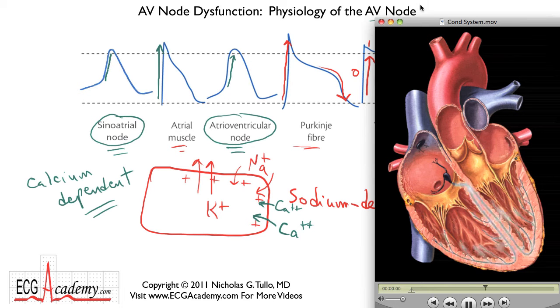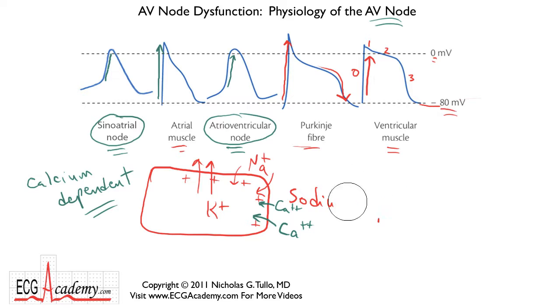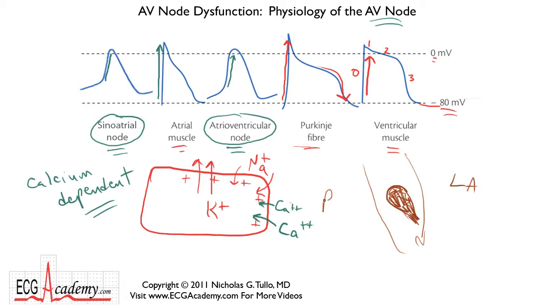Okay, let's get rid of this for now, and talk a little bit about the structure of the AV node. Even though we draw the AV node as a compact structure, it's very complex, and if you look at it under the microscope, there's quite a crazy architecture going on. But it's basically located in the septum of the atrium. Here's the left atrium on this side, the right atrium on this side, and the ventricular septum is here. The AV node, as you know, is connected to the bundle of His fibers that plunge through the central fibrous body and then split up into the left and right bundle branches.